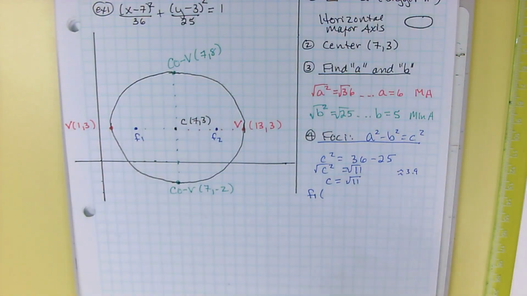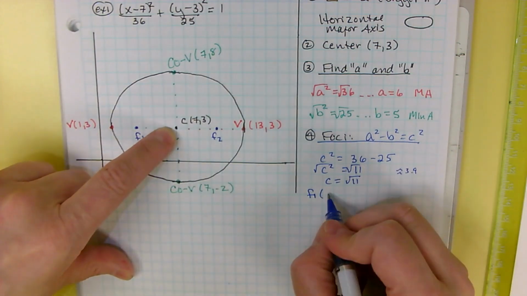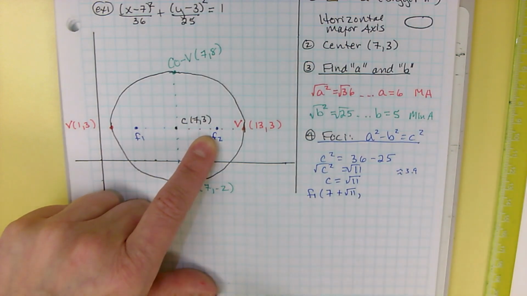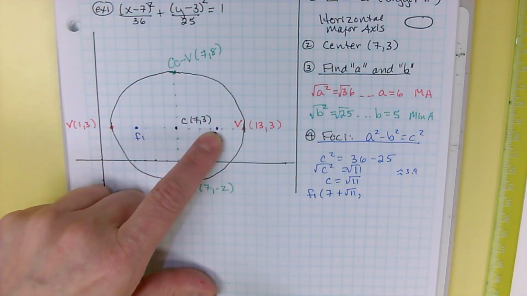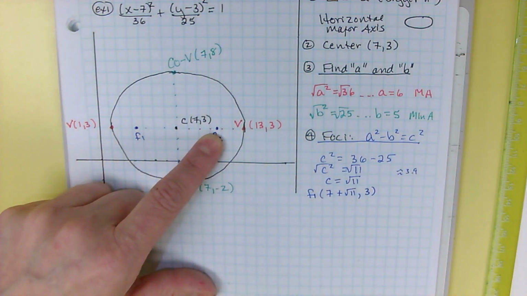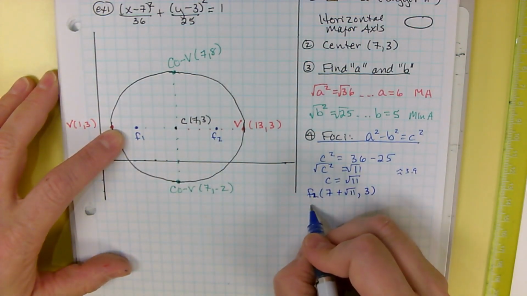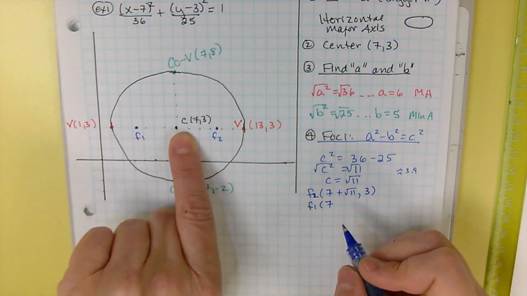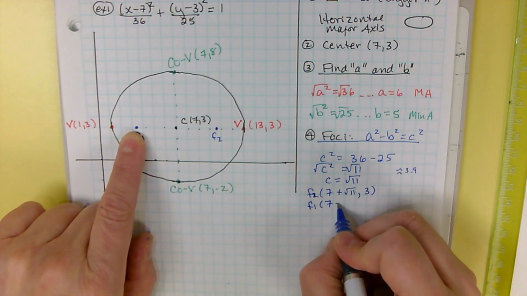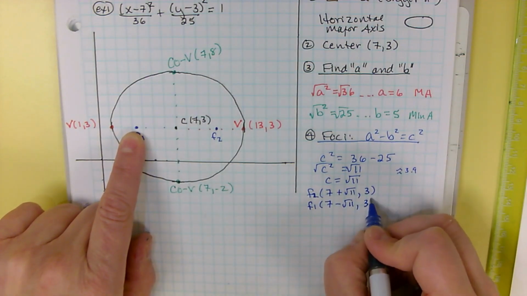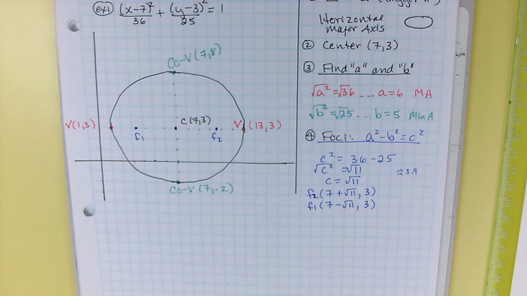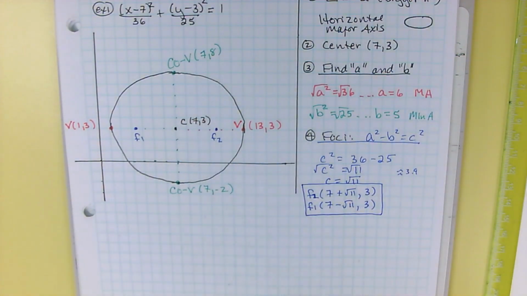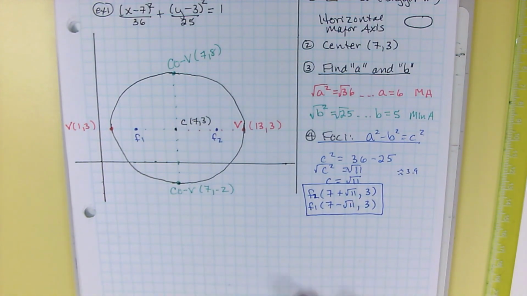So with that as a visual, I know I'm going to go to the right 7, and then I need to add c. So 7 plus radical 11. And then from the center, it's not going up and down, so it's comma 3. Now to find the other one, I'm going to go to the right 7, and this time I'm going to go to the left radical 11, so minus radical 11, and again, up 3. So your foci, you can just box or square and put that over on the side with your other information.